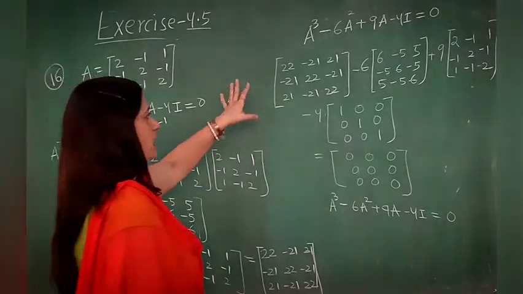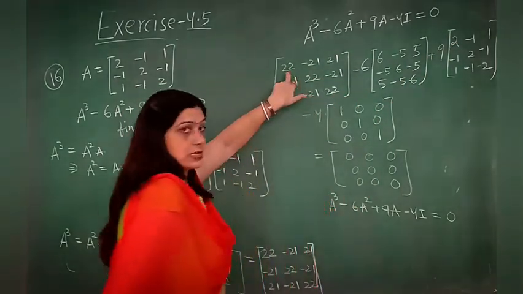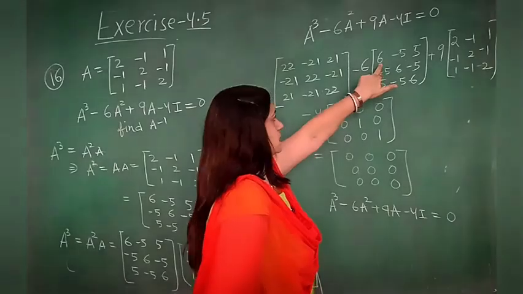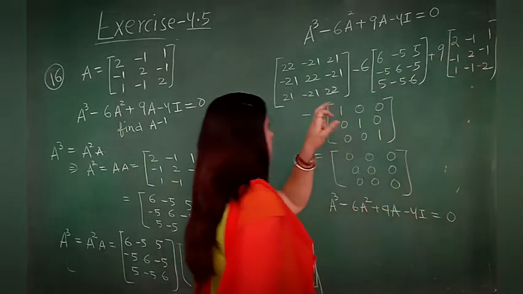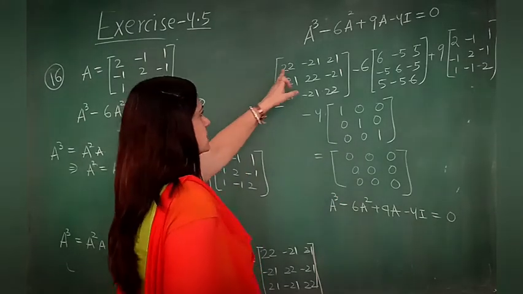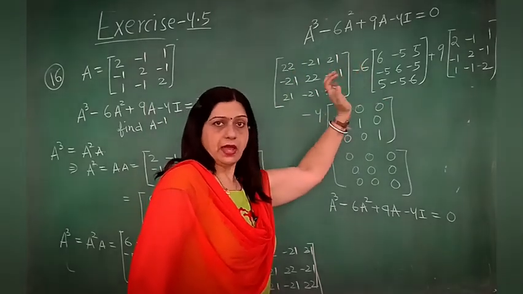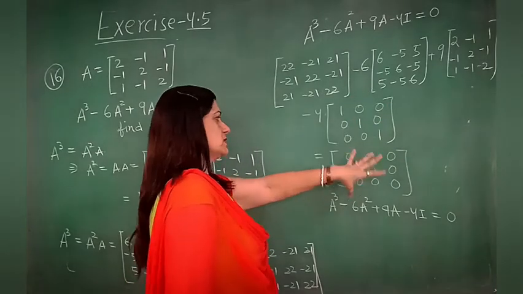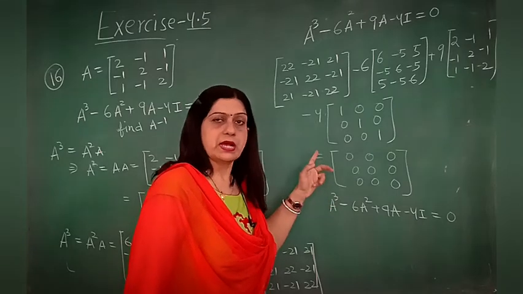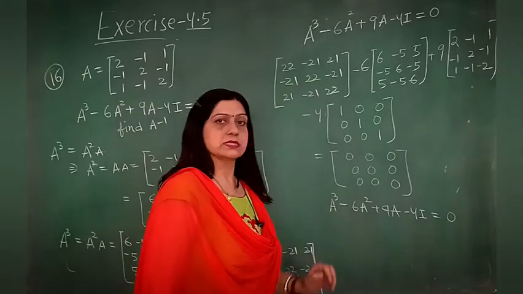So you can add and subtract these 4 matrices. That is, the corresponding elements you have to add or subtract. So 22 minus 6 into 6, 36, plus 9 into 2, 18, and minus 4, that is equal to 0. In the same way you can find the other subtractions and additions in this, and finally you will get a 0 matrix, and that only we are supposed to prove. So it is proved that this is equal to a 0 matrix.